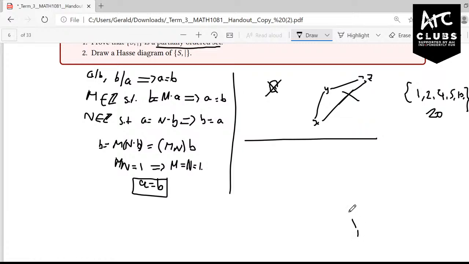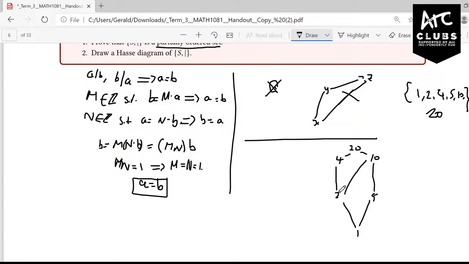So 1, well, that divides 2, and that also divides 4, but 2 divides 4, so we just draw 4. 5, well, none of them divide 5, so we just draw 1 here. 10, well, we know that 5 divides 10, and 2 also divides 10, and then finally 20. So all of them will divide 20.